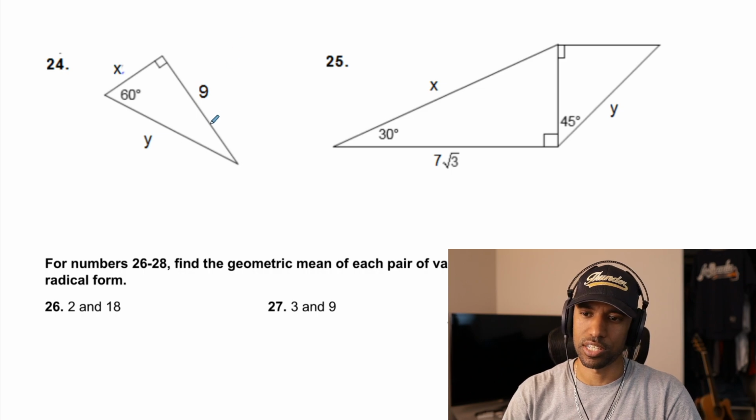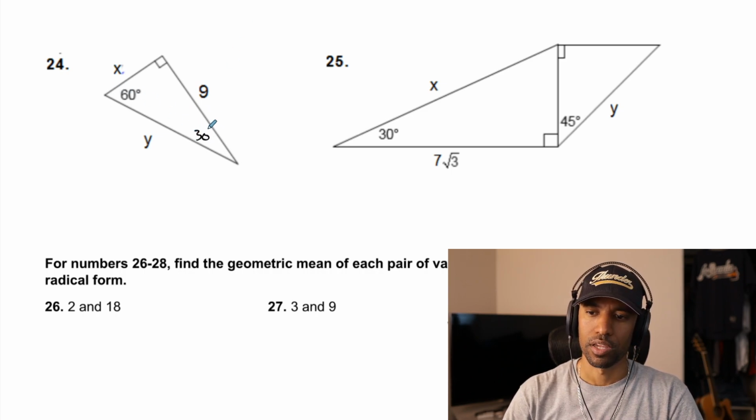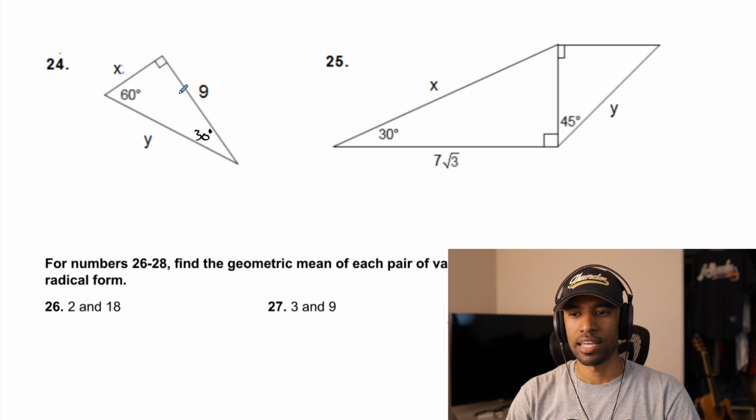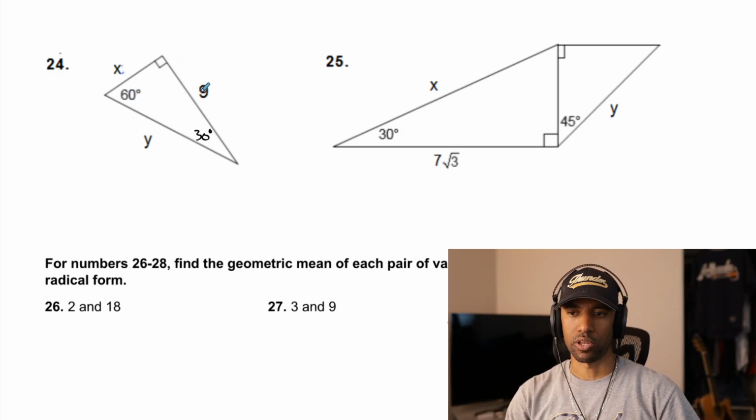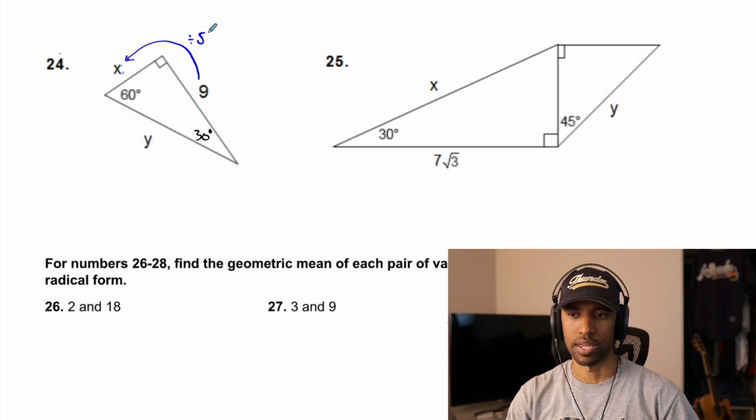So here's another 30, 60, 90 triangle here. 9 is the leg opposite the 60-degree angle. That means it's the long leg, which is the square root of 3 times larger than x. So to get x, I have to divide by the square root of 3.